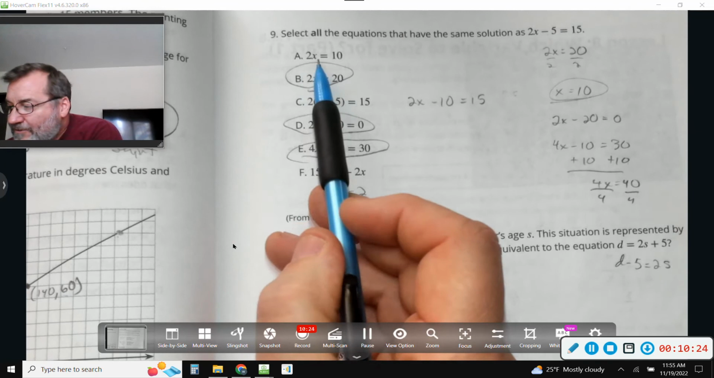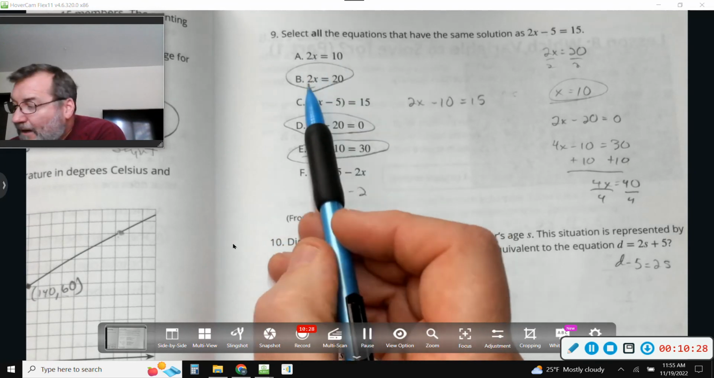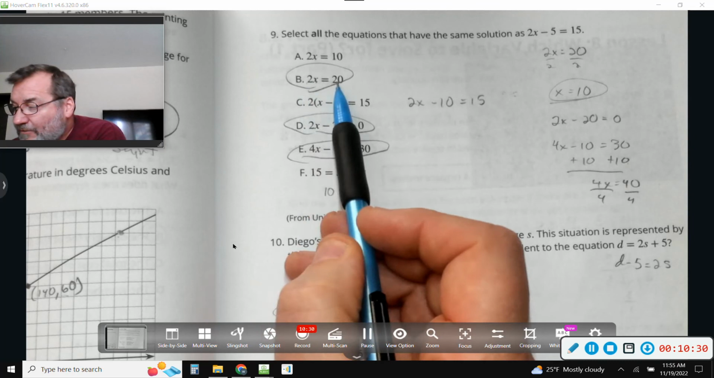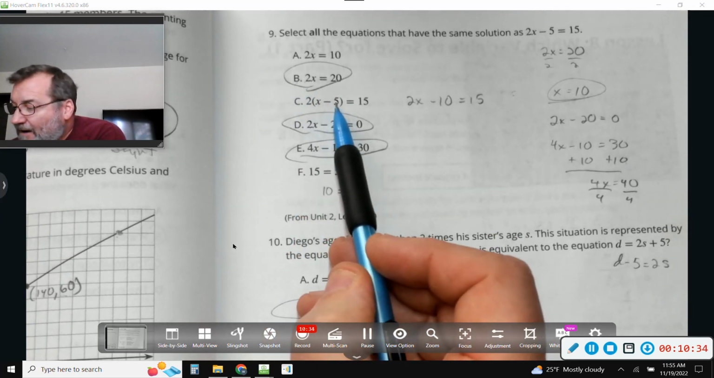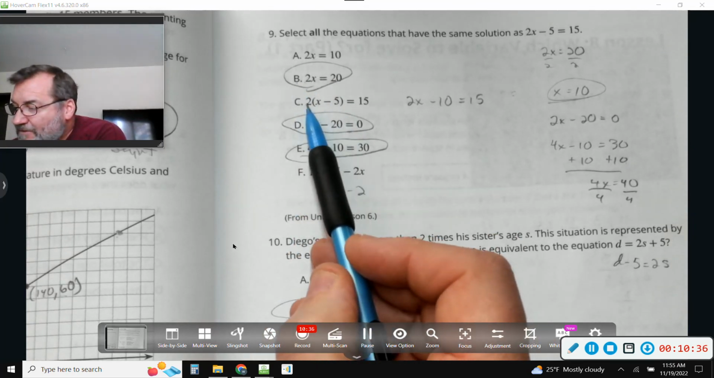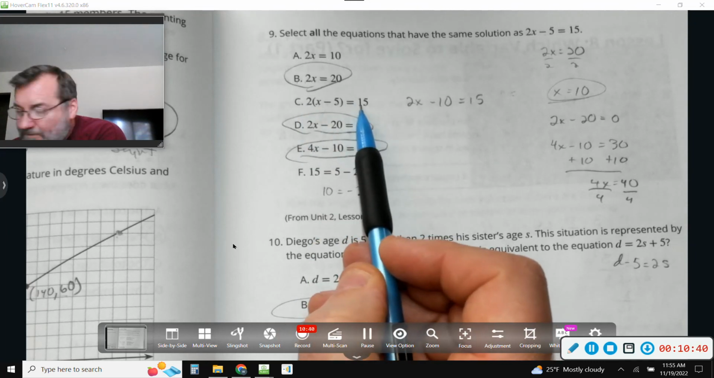So let's go through there. 2 times 10 is 10? No. 2 times 10 is 20. 20 equals 20. Yeah, so B works. 10 minus 5, that's 5. 5 times 2 is 10. Well, 10 is not equal to 15, so that one's out.